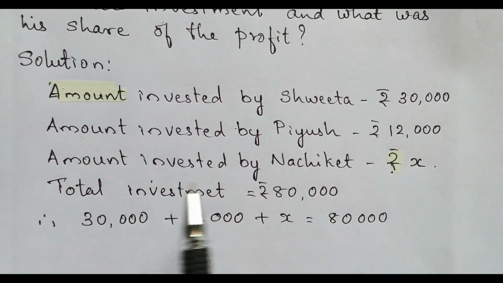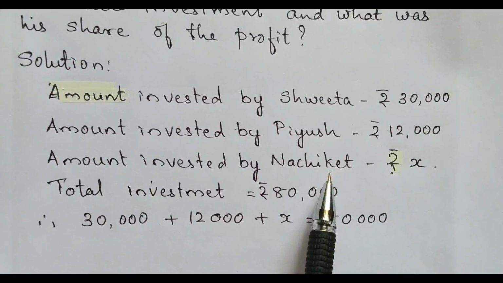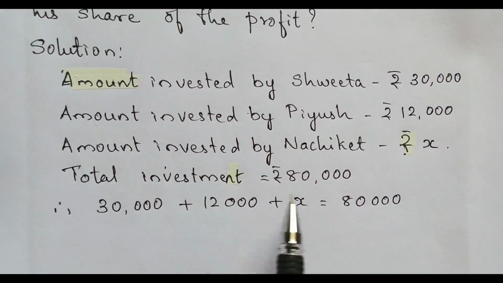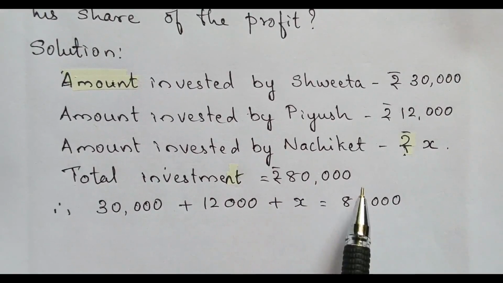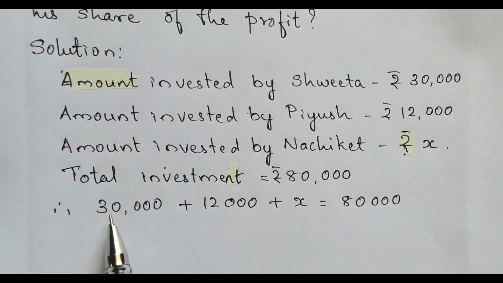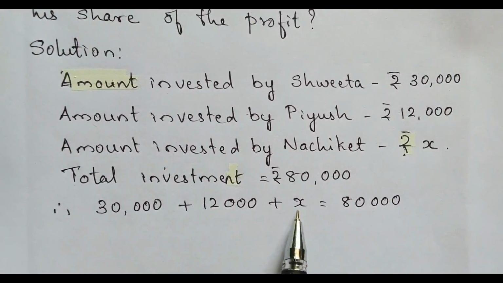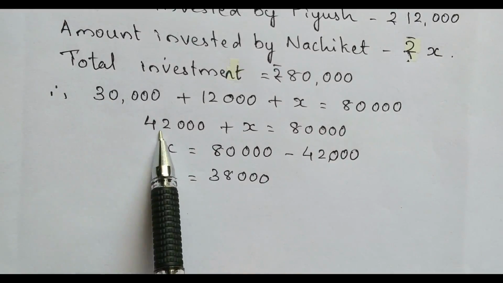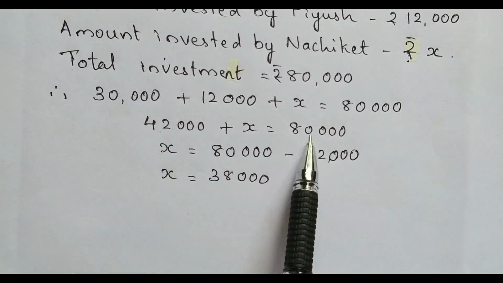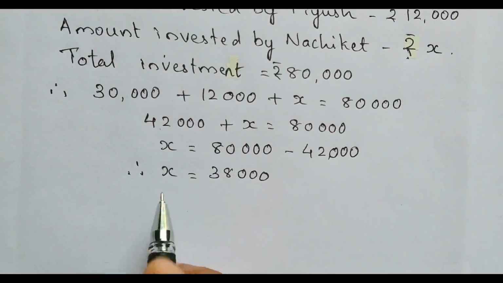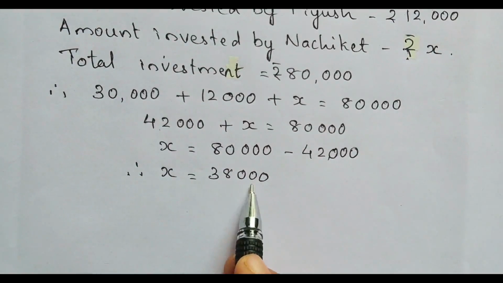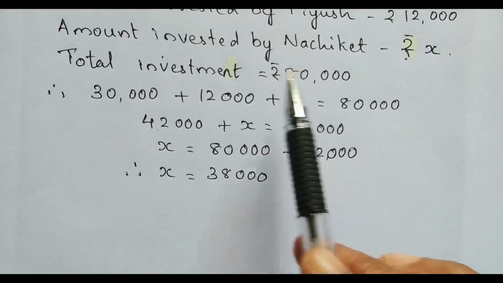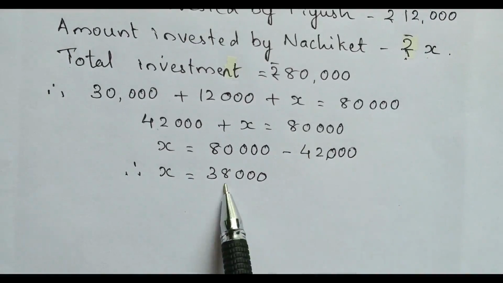Let us take X as the amount invested by Nachiket. The total investment is rupees 80,000. So 30,000 plus 12,000 plus X is 80,000. When you add the two, you will get 42,000. So 42,000 plus X is 80,000. Therefore, X is equal to 38,000. Or in other words, the amount invested by Nachiket is 38,000 rupees.